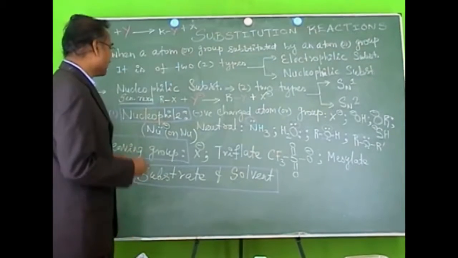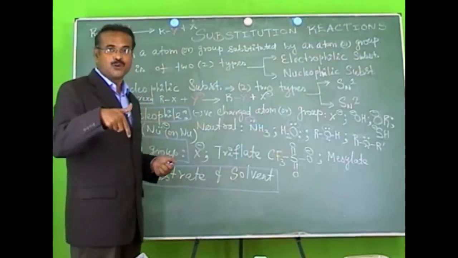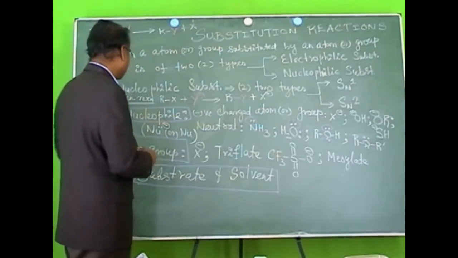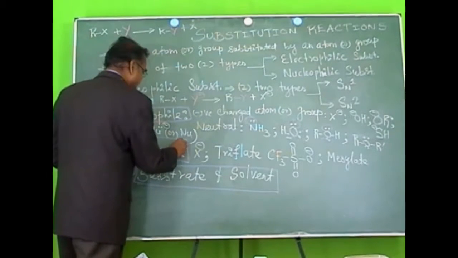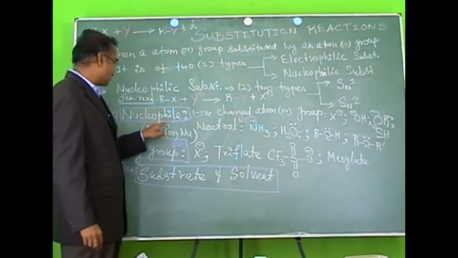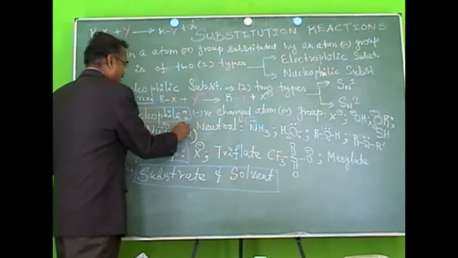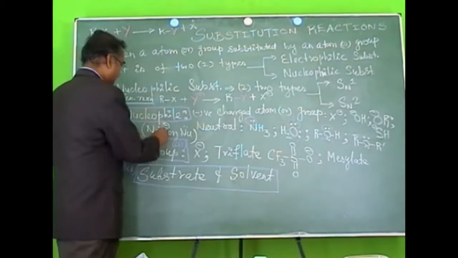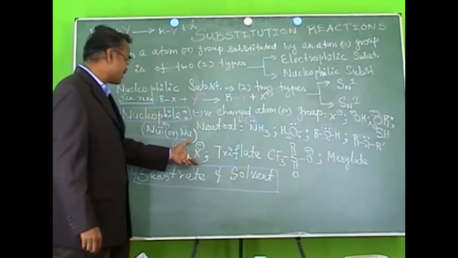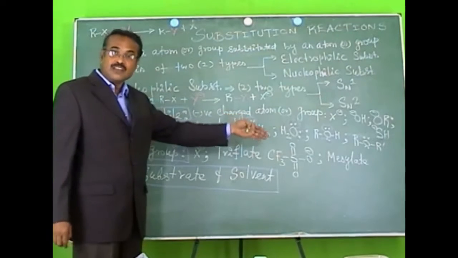Then the leaving group is a group which exits from the molecule by the attack of the nucleophile. The group which leaves is called a leaving group. It is simply termed LG. The nucleophile is denoted by Nu. Whether Nu is negative or neutral, it is indicated with a lone pair, and here the extra charge is minus. A leaving group can be either X minus, or triflate, or mesylate. So these are the common leaving groups.